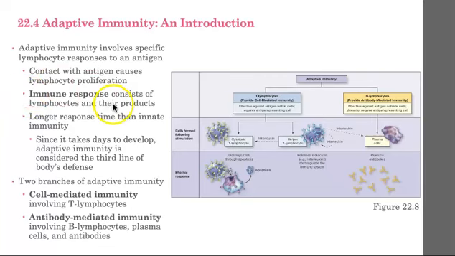And so within our adaptive immune system, we have our T cell mediated or cell mediated immunity. And this will involve our T cells. We have different types. We'll get into the specific actions that they take. And then we have our B cell immunity, which is also known as our antibody mediated immunity, that will involve our B lymphocytes, our plasma cells, and the antibodies that they secrete.